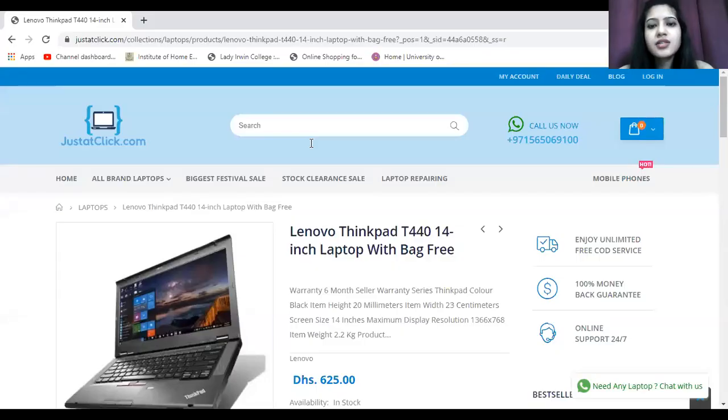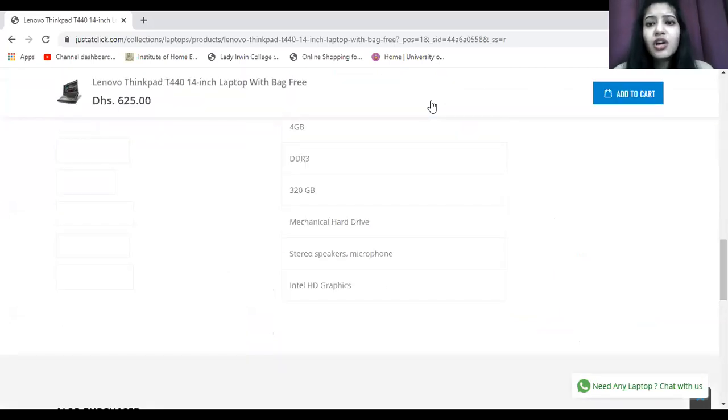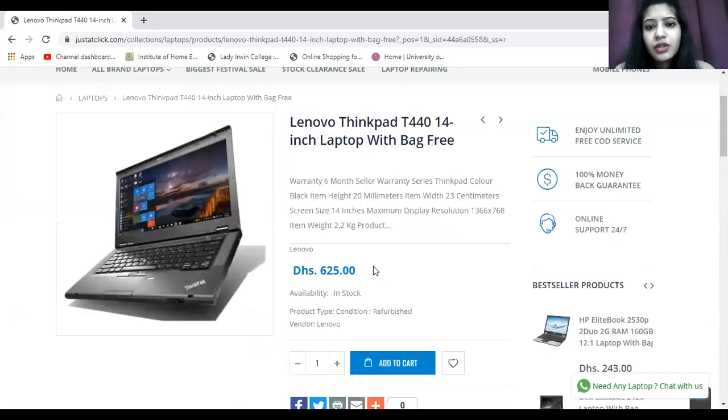This is the result of a search, and we get to see that there is a bag free with this gadget out here. As well as you get to see that there is a small description box out here offering some specifications. Talking about this variant, talking about T440, there is a condition.